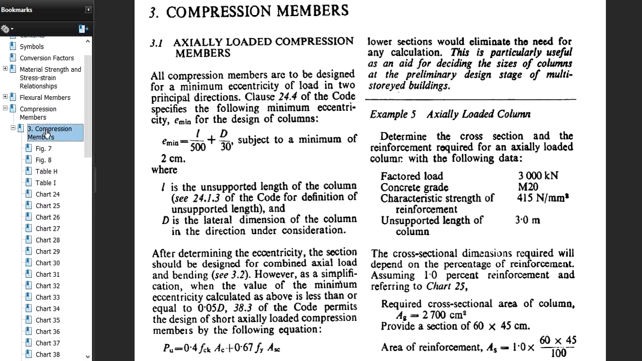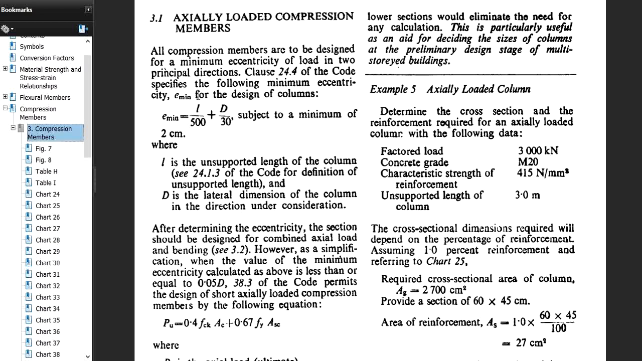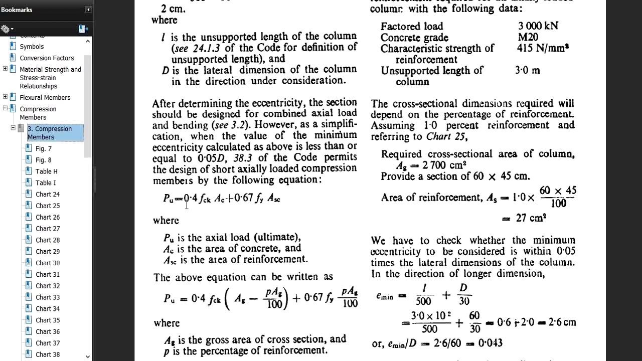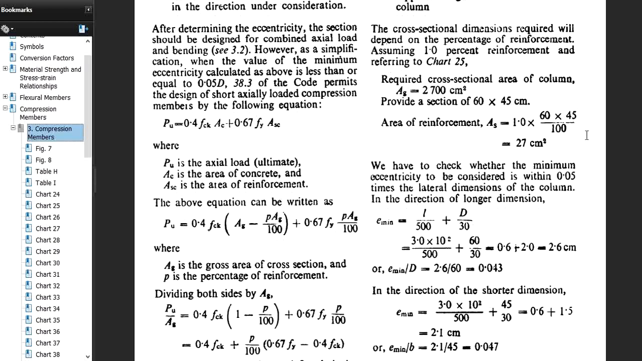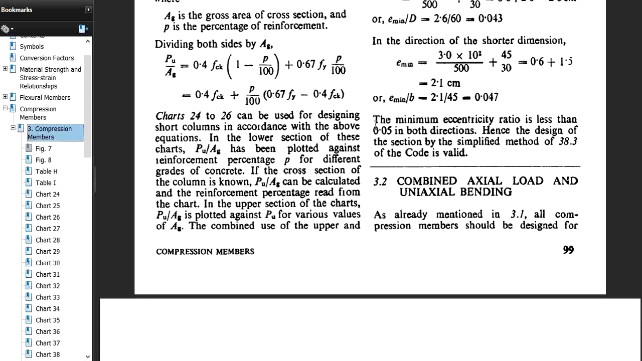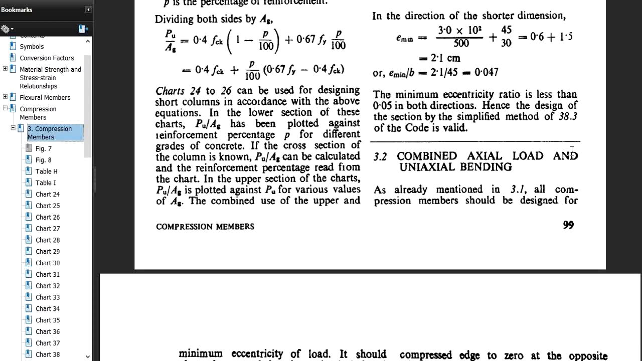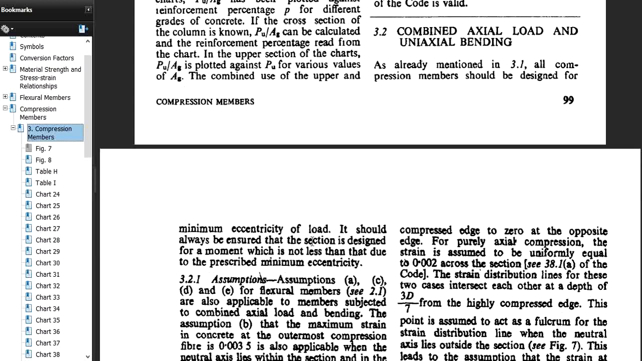Similarly, we are going to concentrate on the design of compression members. I have just opened the section on compression members. They have given the minimum eccentricity formula. You can see here, combined axial load with uniaxial bending. As already mentioned in 3.1, all compression members should be designed for minimum eccentricity of load. It should always be ensured that the section is designed for a moment not less than that due to the prescribed minimum eccentricity.